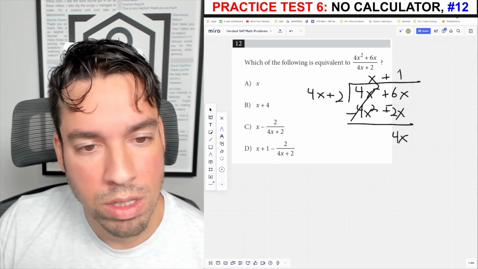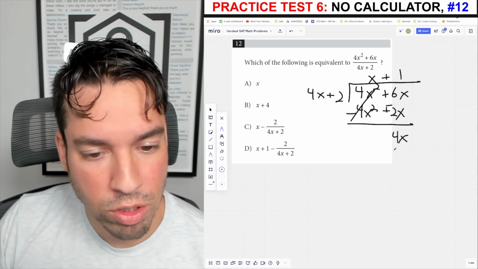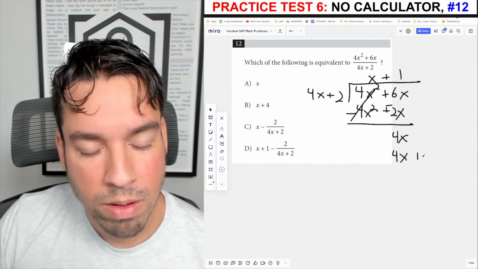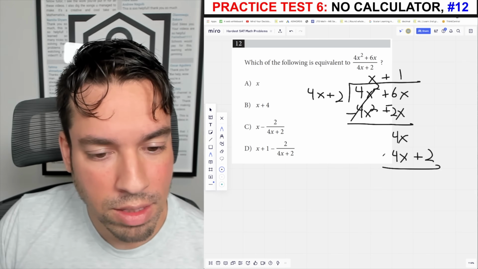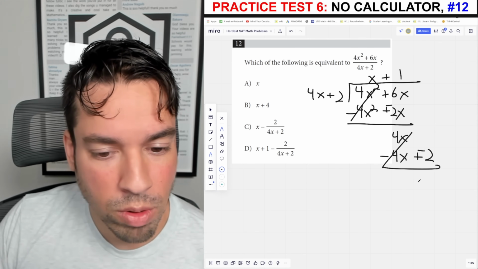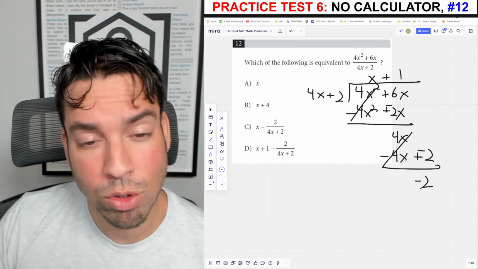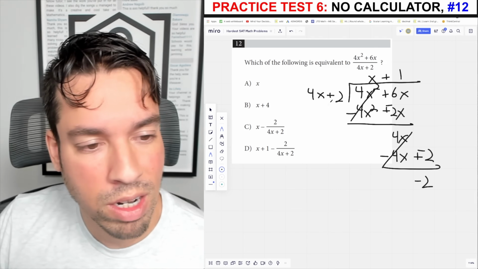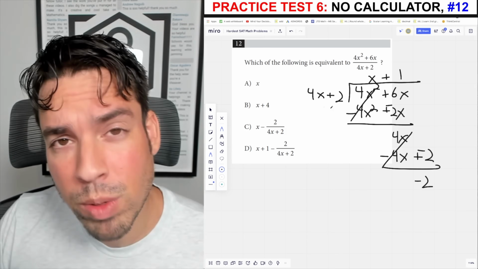It goes in 1 time. So 1 times 4x plus 2 is simply 4x plus 2. Again, we subtract, negate, negate. Those cancel, and we're left with a remainder of negative 2. And now we know to stop because this is a pure constant, and this has a variable in it. So we don't go any further.